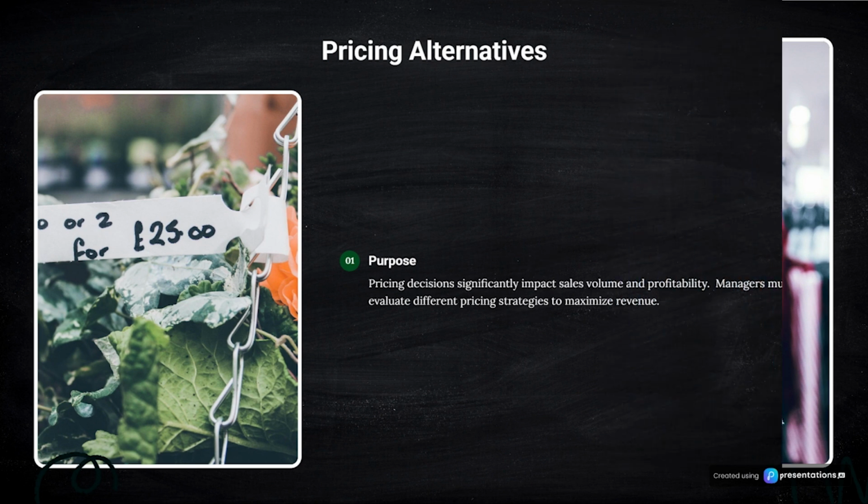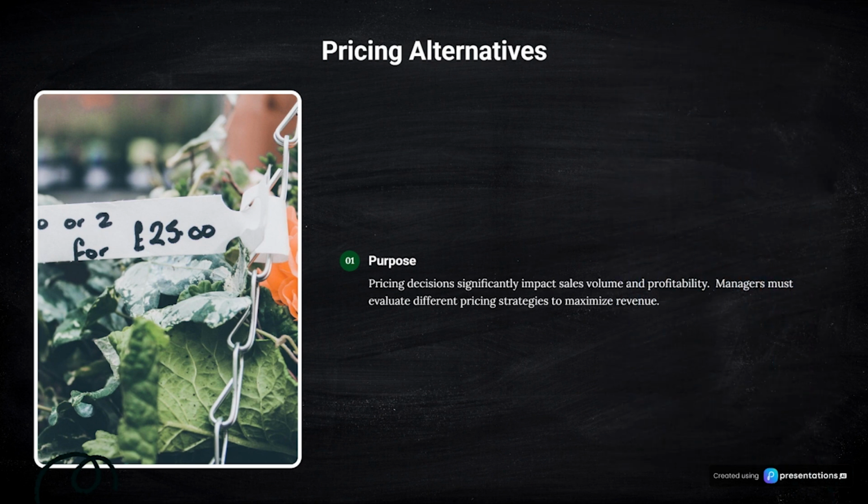Pricing decisions are another key area of CVP analysis. Managers must evaluate different pricing strategies to balance revenue and profit. Common strategies include penetration pricing, setting low prices to attract customers and increase market share; and value-based pricing, setting prices based on perceived customer value rather than costs.